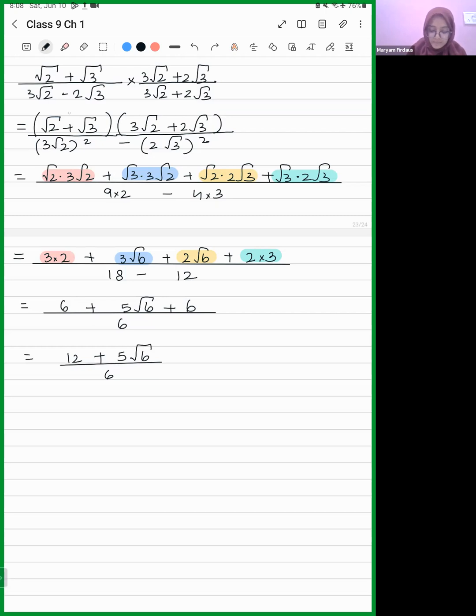How did we open the bracket? First, we did root 2 multiplied with the first number, which is 3 root 2. Then we did root 3 multiplied with the first number, root 3 multiplied by 3 root 2. Then we did the same thing with the second number. Root 2 multiplied with 2 root 3, and then root 3 multiplied with 2 root 3. So that's how we have opened the bracket. Is it clear? Yes. Okay.